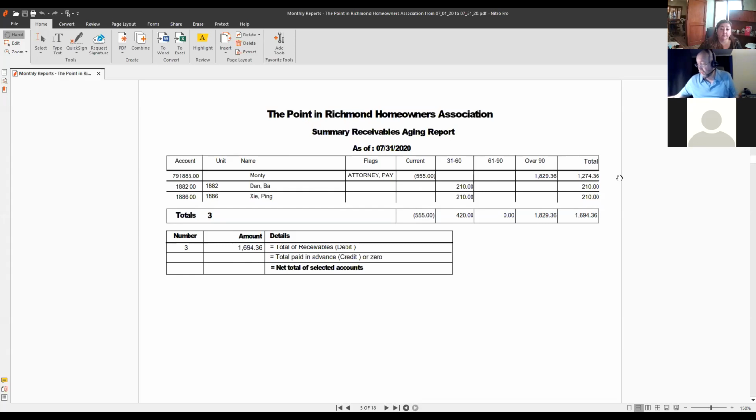So the associations are really collecting a lot of these personal judgments. In this case, you'll see that there is a negative here, and that means that we actually received in the current month a payment against their previous $1,800 balance. So he's working down his balance, and soon that personal judgment will be paid in full, hopefully. But that's why you see these series of numbers that are a little bit different than our regular account numbers.